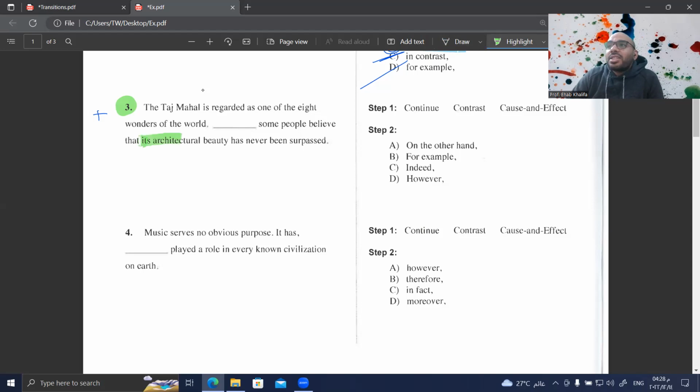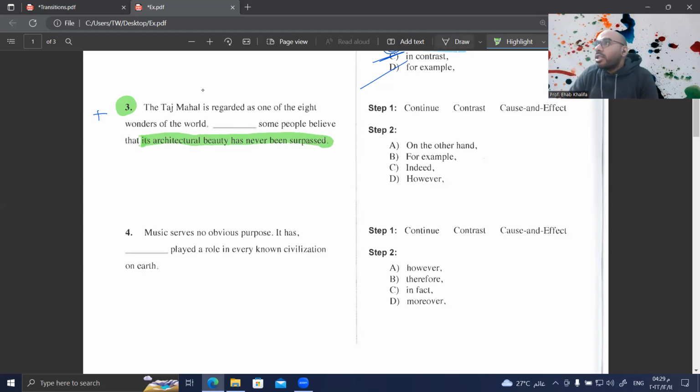Its architectural beauty has never been surpassed. No other building surpassed it. This is the meaning. No other building surpassed the architectural beauty of Taj Mahal. It means that Taj Mahal is on the top. Yes, nothing surpassed it. This is pure positive.